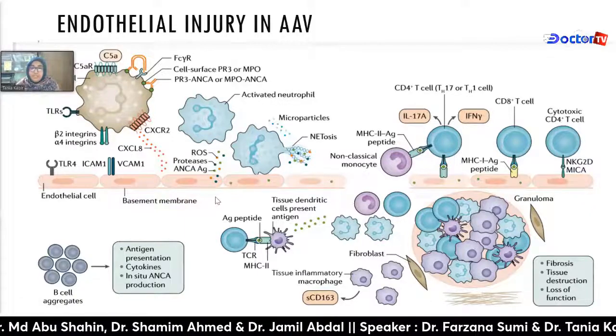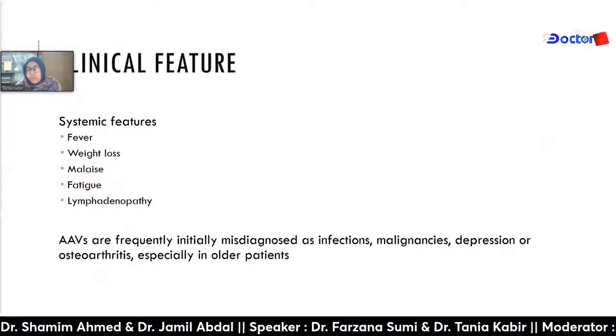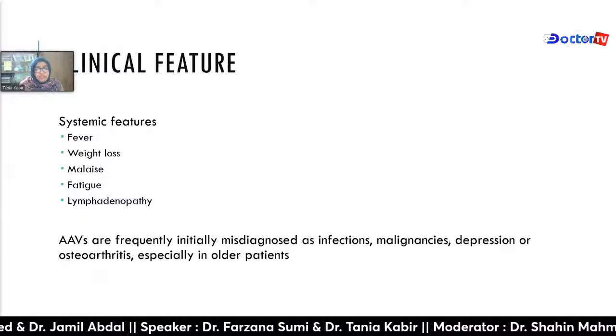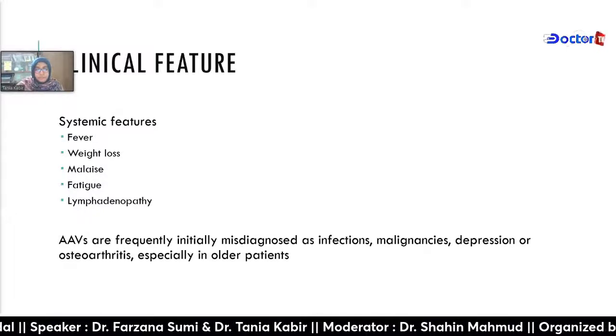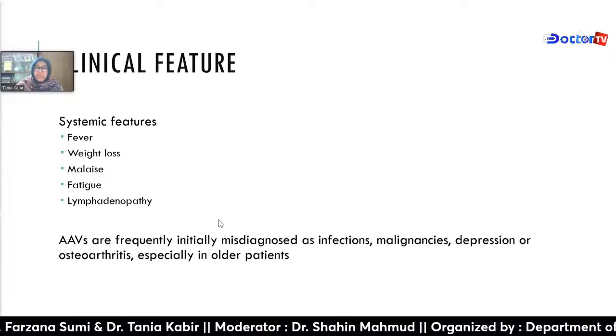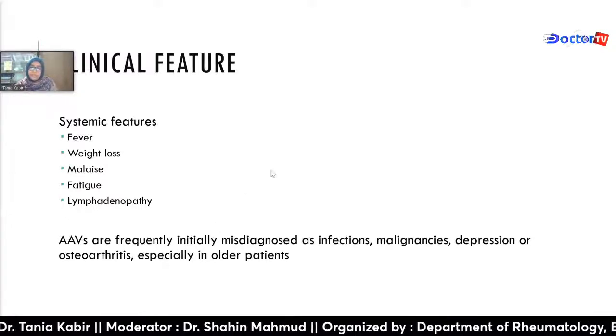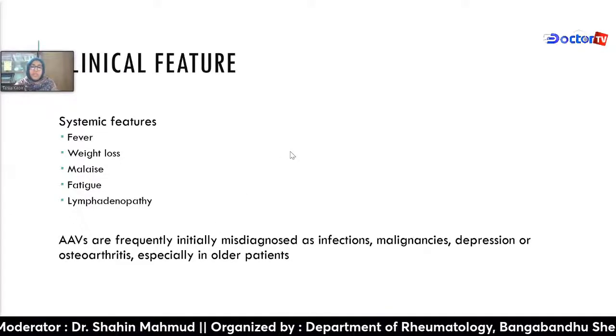Now, the clinical features. All the three vasculitides share common systemic features like fever, weight loss, malaise, fatigue. ANCA-associated vasculitis is frequently misdiagnosed as infection, malignancy, depression, or osteoarthritis, especially in elderly people.